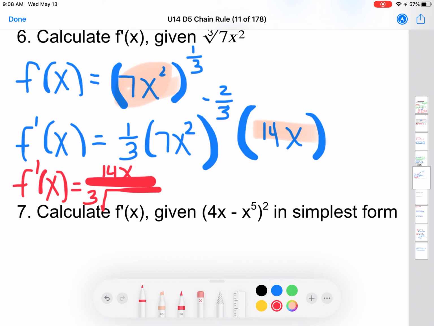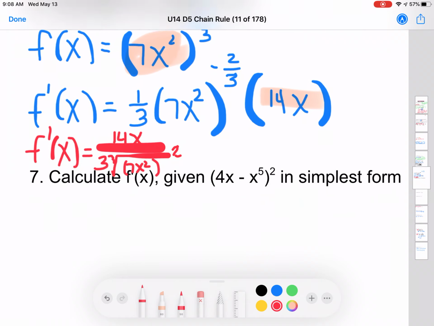And then I'm going to put it in radical form. So the 3 will go here. And then 7x squared will be on the inside. And then I could put that little power 2 on the outside right there if I want, or I could put it on the inside. That's a little rough. I'll try not to give you something that hard.